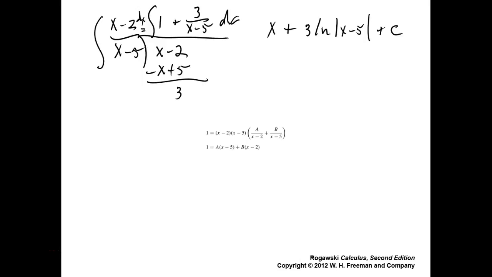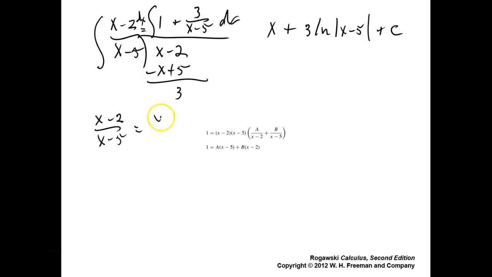They weren't looking for an answer, but that's what they did. The first one was not proper because the degree was the same in the numerator and denominator. Do your long division. Okay. Now, I said that wasn't the easiest way to do the problem. It probably was. It was pretty easy to do. Here's another way you could have done that one. That would be x minus 2 over x minus 5.